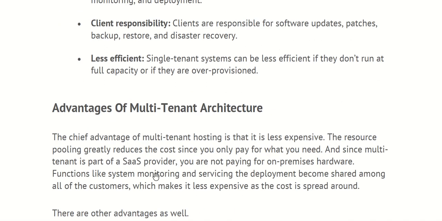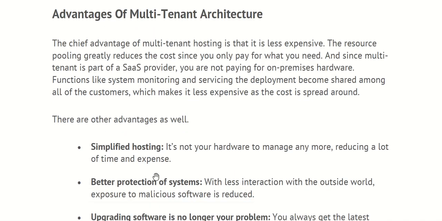Advantages of multi-tenant architecture. The chief advantage of multi-tenant hosting is that it is less expensive. Very, very true point, because if a client wants to make use of my application or my software product, if I add them as a tenant to my application, then they are not required to maintain any hardware. All the responsibility, all those fuss and fur, has been taken care of by me itself. Their only job is just to log into their application and use it. They have to pay only for the service they are taking.